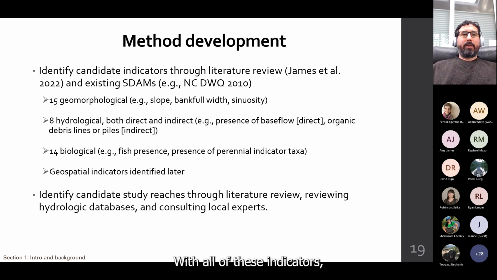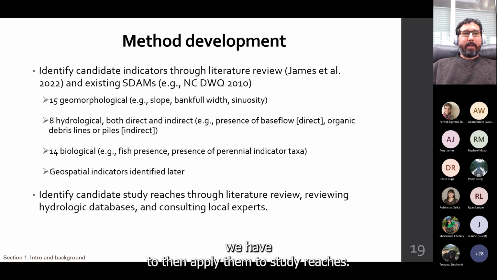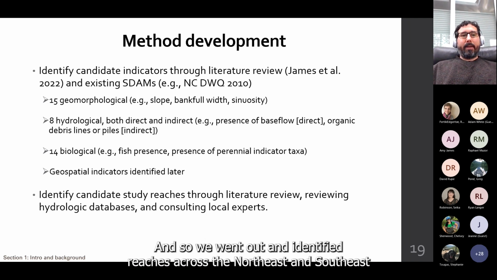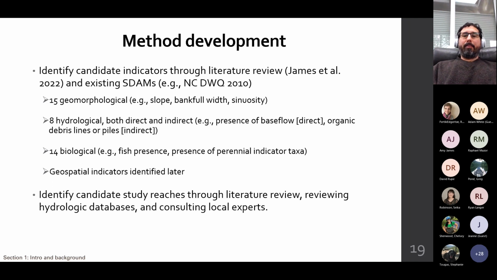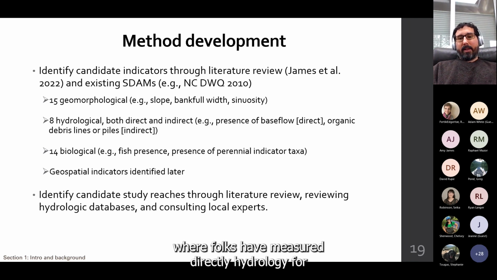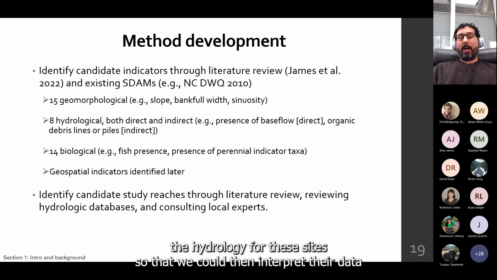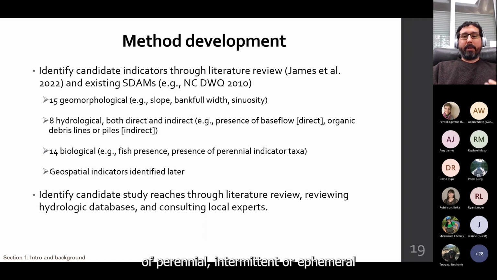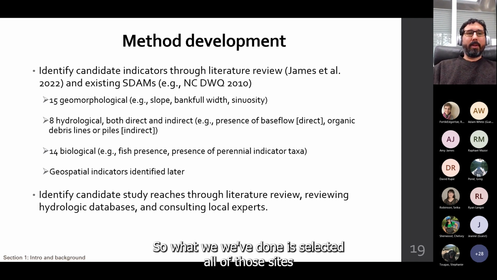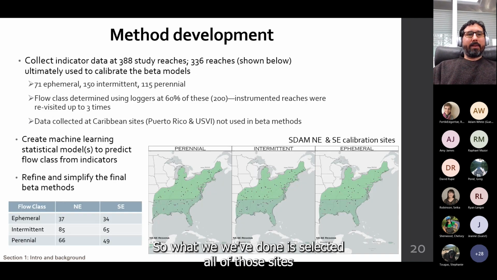With all of these indicators, we have to then apply them to study reaches. And so we went out and identified reaches across the Northeast and Southeast through literature reviews, through reviews of the USGS gauging networks, other hydrologic databases and studies where folks have measured directly the hydrology for these sites so that we could then interpret their data to be able to reach that true classification for sites of perennial, intermittent, or ephemeral based on direct hydrologic observations. So what we've done is selected all of those sites.